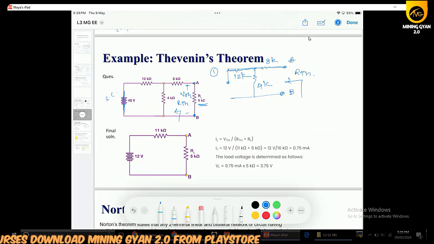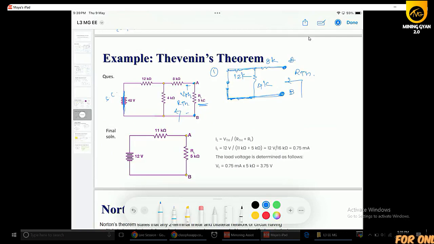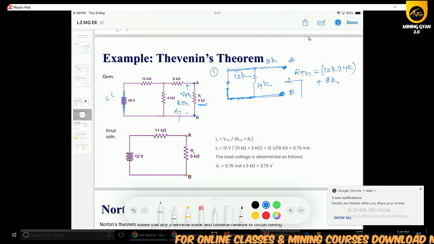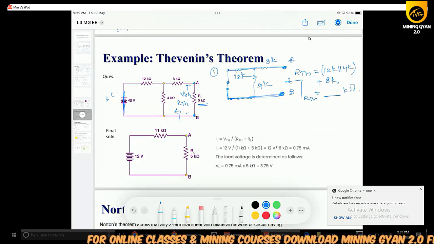Likewise, we can eliminate that independent voltage source. Remember, you have to kill independent sources only. You should not kill any dependent source. Then how to calculate RTH? RTH will be the parallel combination of 12K and 4K, and then that whole combination will be in series with 8K. Likewise, you can calculate your RTH in kilo ohms.